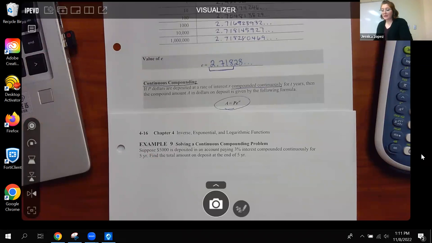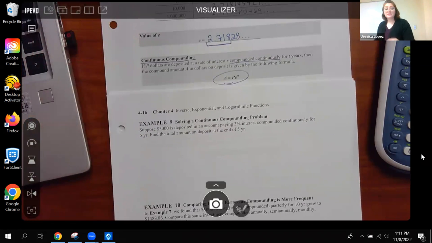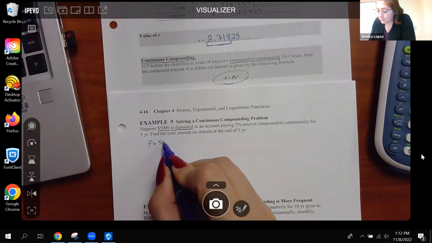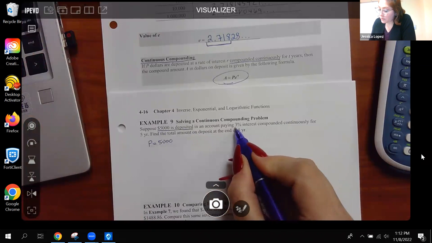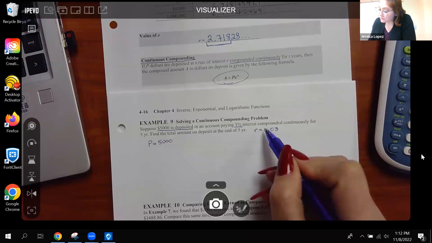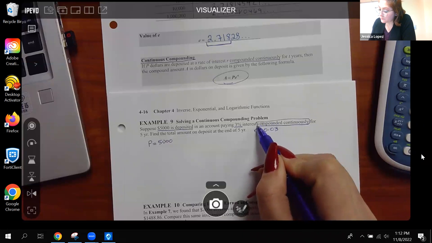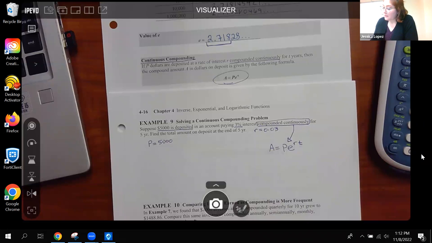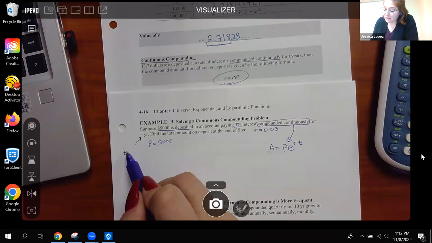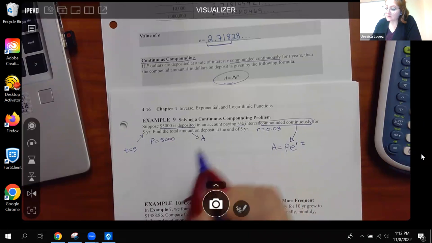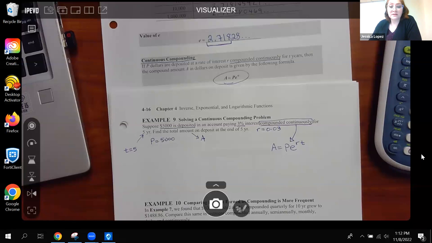Okay. Now, example 9 says, suppose that $5,000 is deposited. So right there, I know that that's P. In an account paying 3% interest, so I know that R is 0.03. Here's those fancy words, compounded continuously, which tells me to use this formula. For 5 years, which tells me T equals 5, and it says find the total amount. Total amount is A. On deposit at the end of the 5 years. So how much is in there after the end of the 5 years?